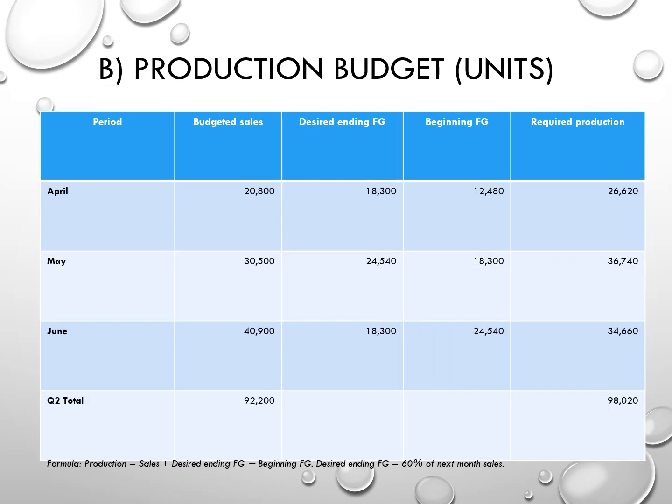Sales do not equal production because the company carries inventory. The formula is production is sales plus desired ending inventory minus beginning inventory. Ending inventory is 60% of next month's sales, which forces production to increase before the peak sales month. For example, April production is 26,620 units, even though April sales are only 20,800.